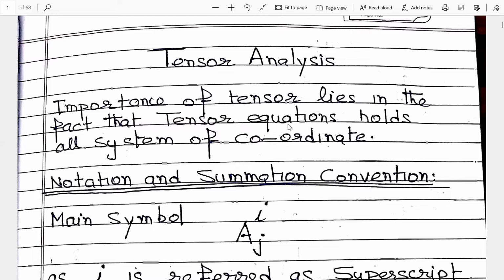As we know, there are rectangular Cartesian coordinates xyz, polar coordinates, spherical coordinates, and cylindrical coordinates. In these coordinates, the tensor equations hold in all systems of coordinates, whether it is Cartesian, cylindrical, or spherical coordinates. So that is the basic importance of tensor analysis.